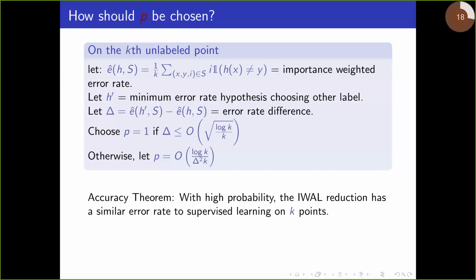Okay, so you can prove a theorem about this. You can say with high probability, the IWAL reduction has a similar error rate to supervised learning on k points. So this is addressing the trade-off question. When we prove these theorems, often what we do is say, okay, we have the performance that we get if we do supervised learning. I would like to get the same performance up to some sort of constant loss in convergence, but I would like to do it with fewer observations. So this is one way to do the trade-off. It's not clear this is the best way to do the trade-off, but it's what we know how to analyze right now.